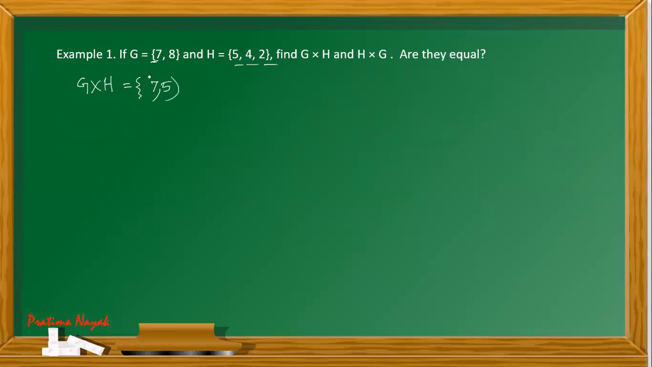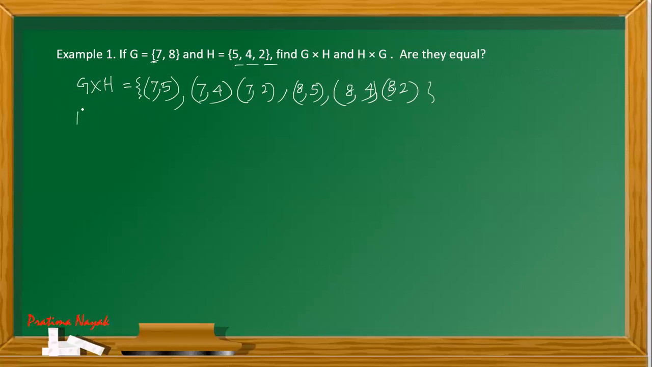So the first pair will be 7, 5. The second will be 7, 4. Next, the third ordered pair will be 7, 2. In the same way, I'll write 8, 5, 8, 4, and 8, 2. So this is your G cross H or Cartesian product of G and H.